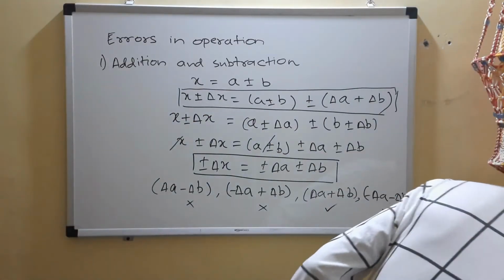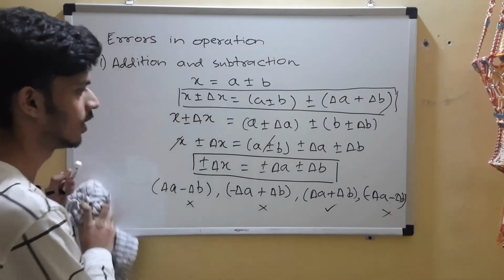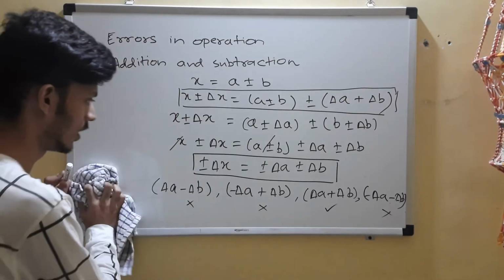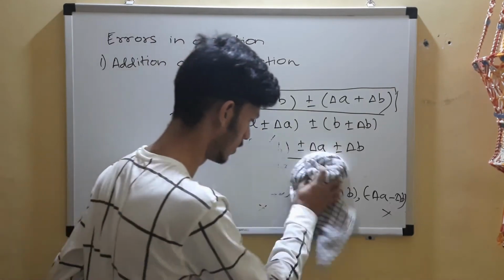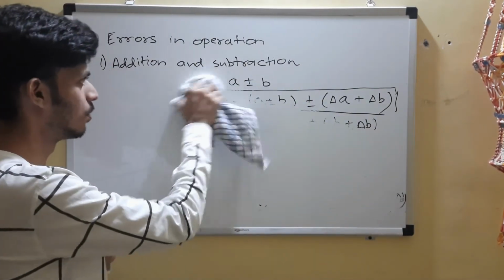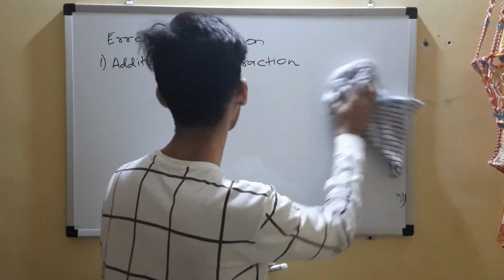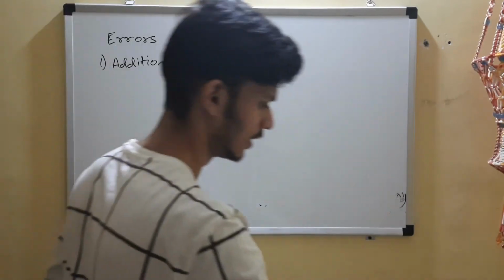Whenever we add or subtract two terms, the errors are always added. Okay, let us remove this now. Let's practice one example just for practice, since we are not going to dive into big advanced level problems now. Just easy ones.